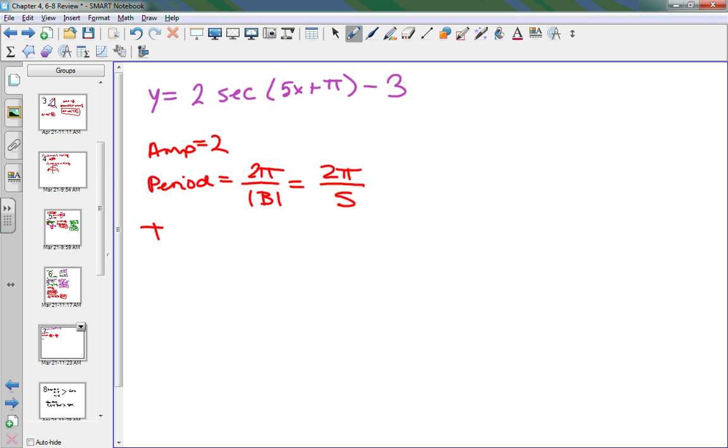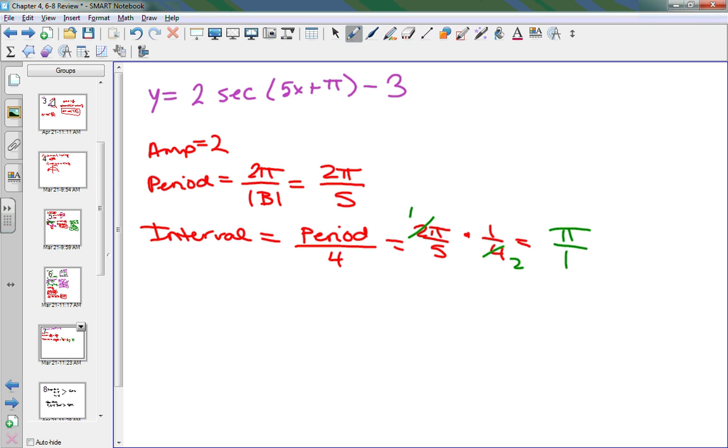Very good. My interval is going to be my period divided by 4. So that's going to be 2 pi over 5 times 1/4, which reduces down to pi over 10 as my interval. Do we see that, yay or nay? And you're right, Bob. Yes. I'm keeping up with it so far.